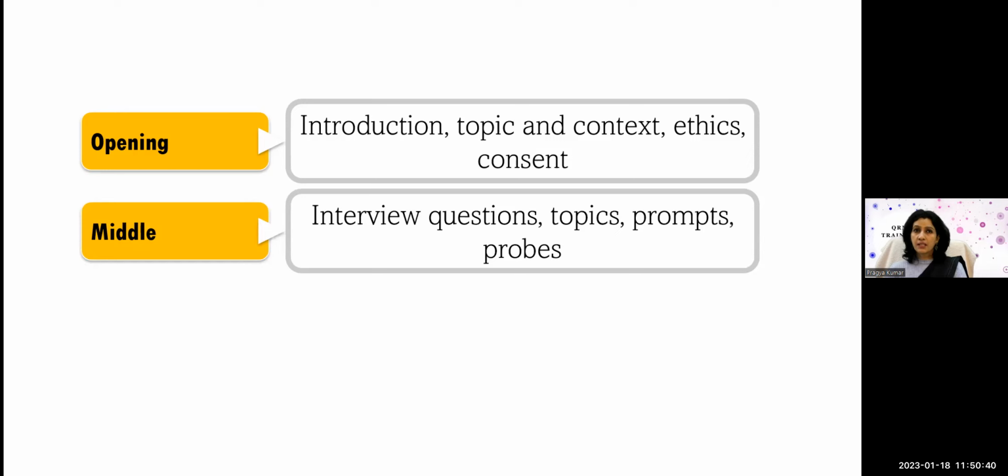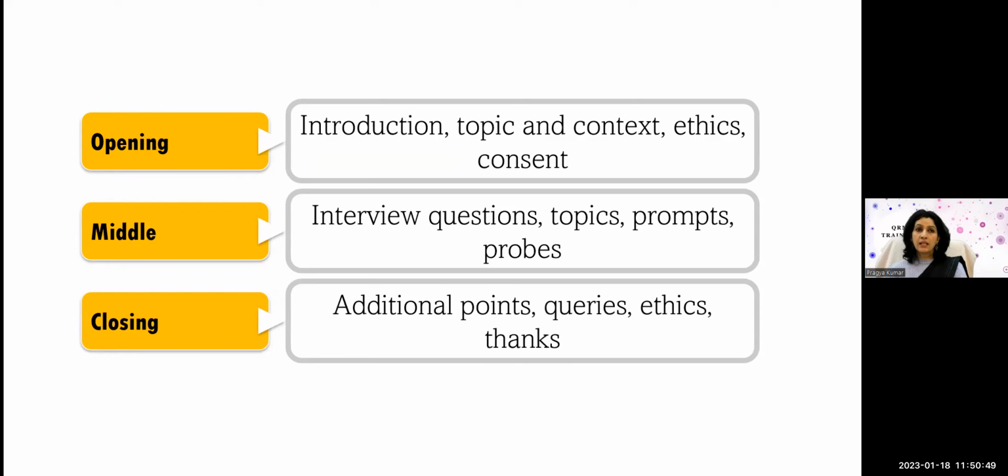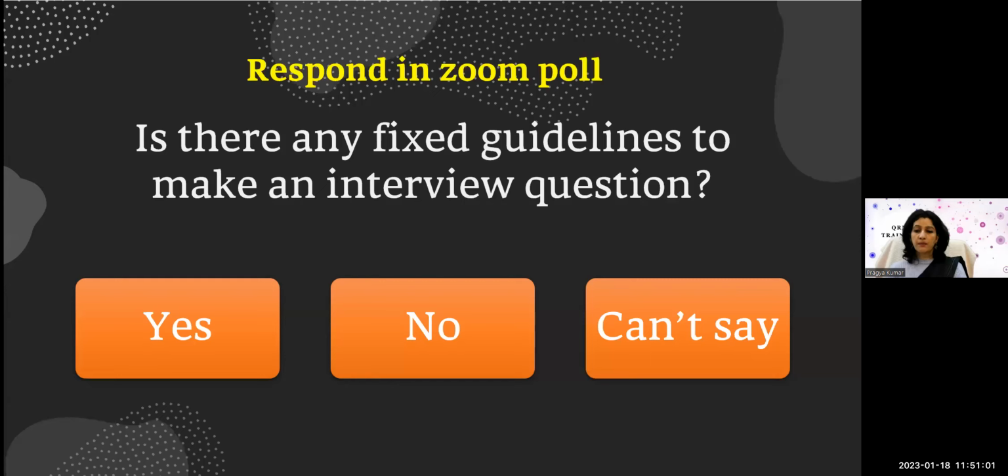The middle section has the interview questions, the topics, prompts, and probes. And then the closing section has got additional points like any query, and then always thanking the participant. So coming to this one by one.